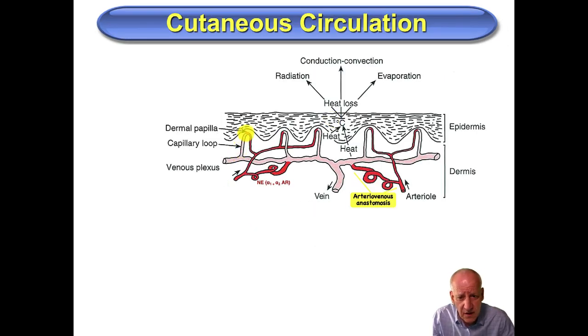So we've already talked about the capillaries of the dermal papilla, these finger-like extensions toward the skin, which bring warm blood to the surface of the skin to promote heat loss.